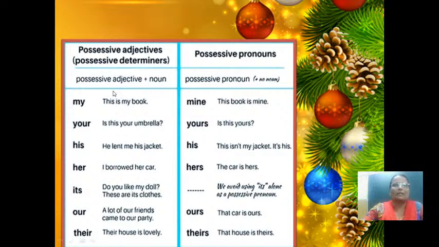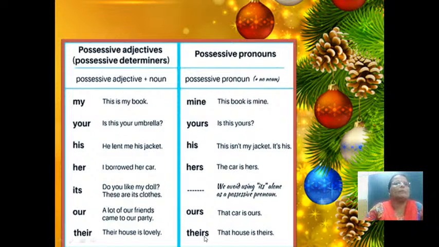Okay, now check the samples. First of all, let's see the samples of possessive adjectives. Examples are my, your, his, her, its, our, their. These are the possessive adjectives. And what are possessive pronouns? My will change into mine, yours, his, hers, ours, theirs. These are the possessive pronouns.